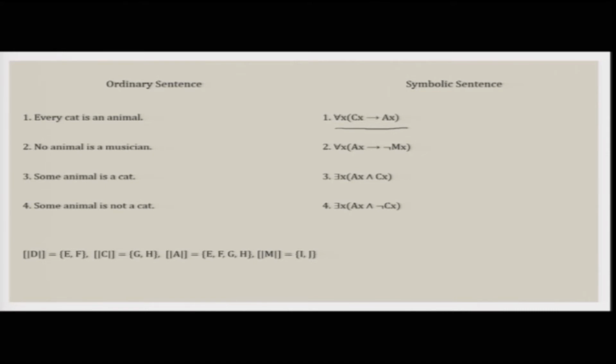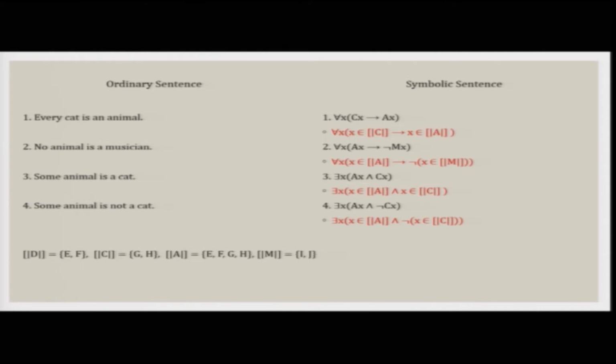Also see, all these sentences are sort of true in our real model. Some animal is a cat, which is: there is some x such that it is an animal and it is a cat. Some animal is not a cat. So, there is an animal which is not a cat. This is how we translate all the sentences, and we actually need to translate a few more sentences.